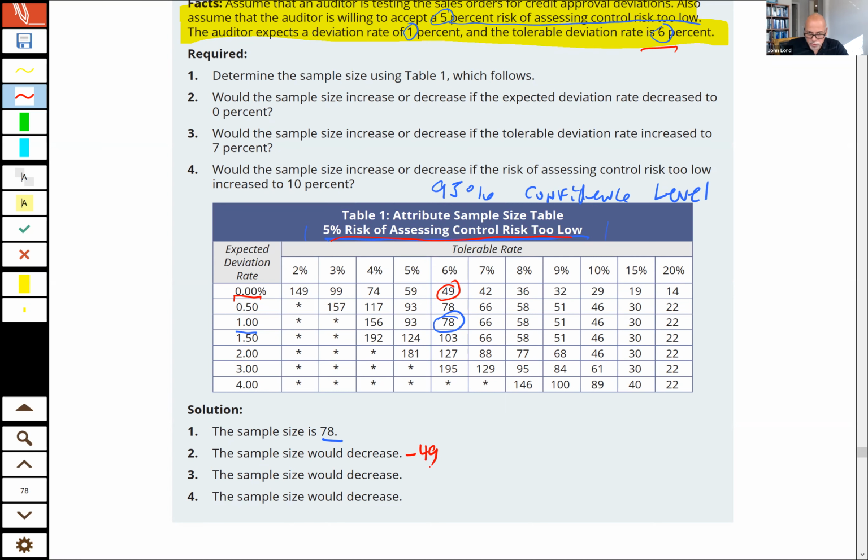Okay, so what we said is correct. As your expected deviation rate goes down, your sample size comes down. Direct relationship, right? Okay.